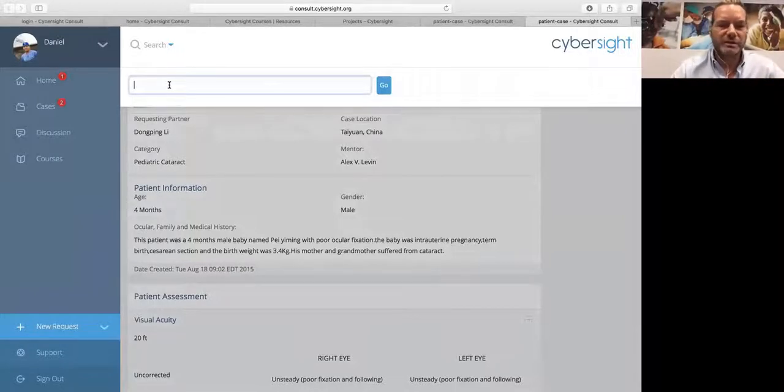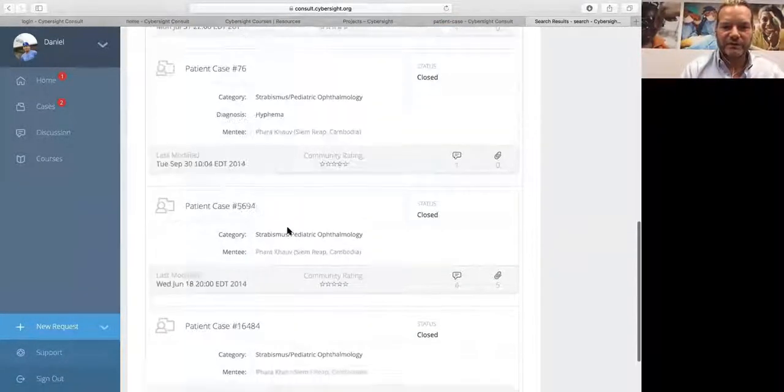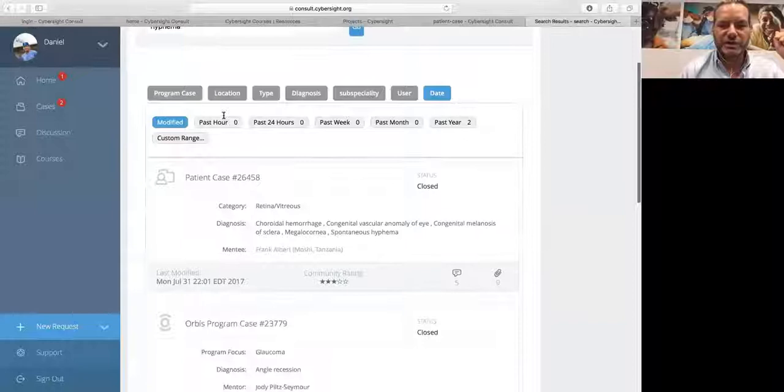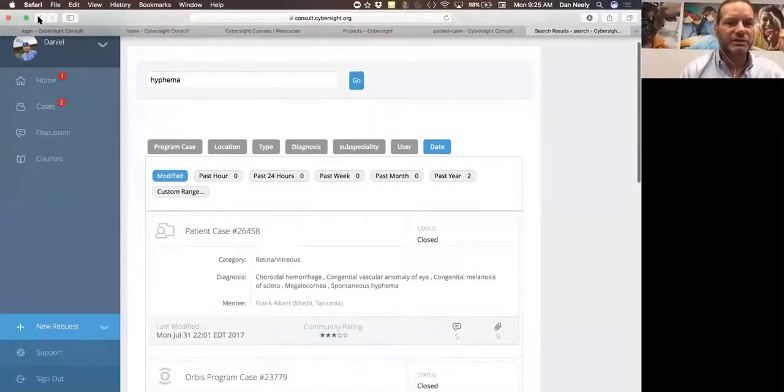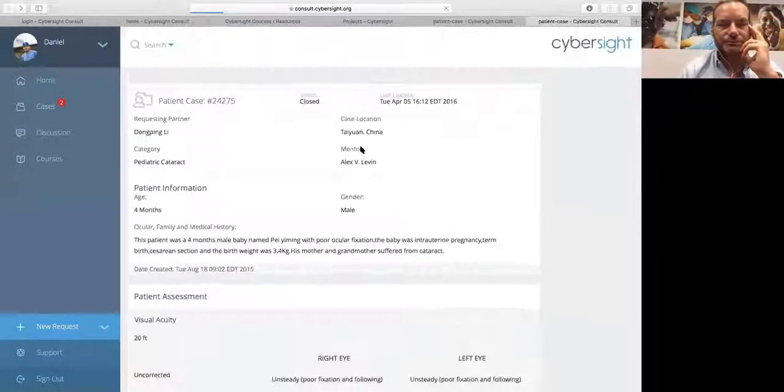But if you want to find cases, use our search function up here. And you can put in anything you want. I mean, you could say, I want hyphema. And then you'll get all the cases of hyphema, and you can use these various search filters to customize which ones you see. All right, so just be aware that that search function is there if you have something of interest that you'd like to look at, and I encourage you to play with that. But I'm going to go back to our case here.